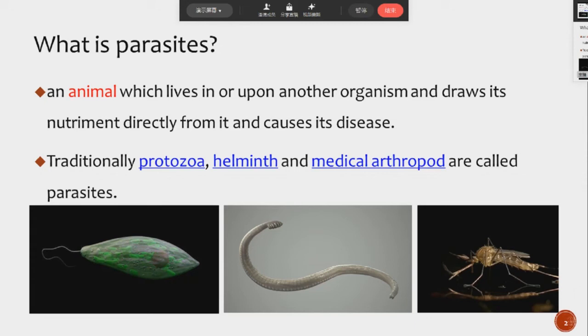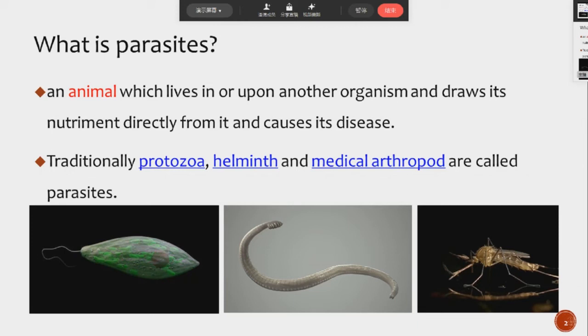But the one in the middle is a very long one, and they have a muscular structure. Using these muscles, they can migrate and move. These types of parasites, we call helminths.